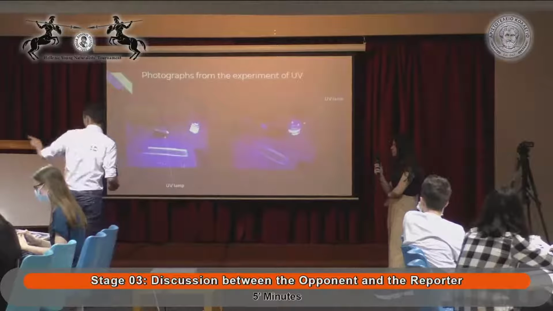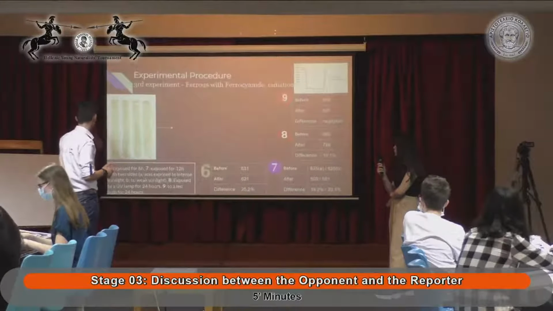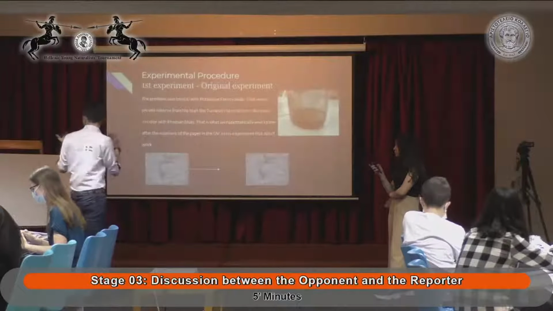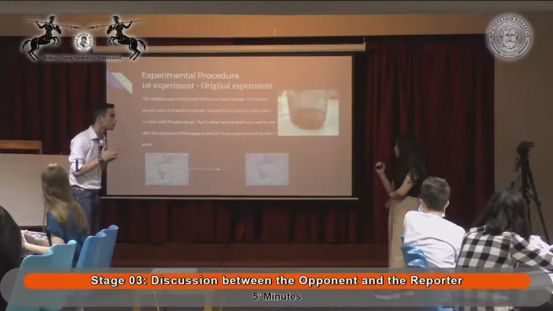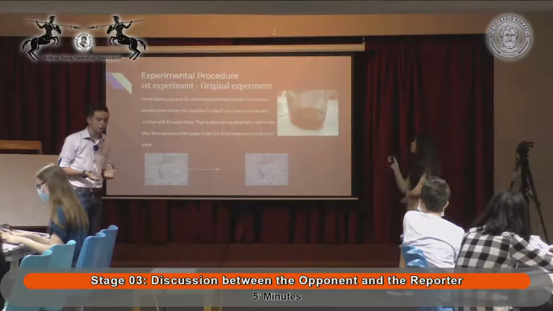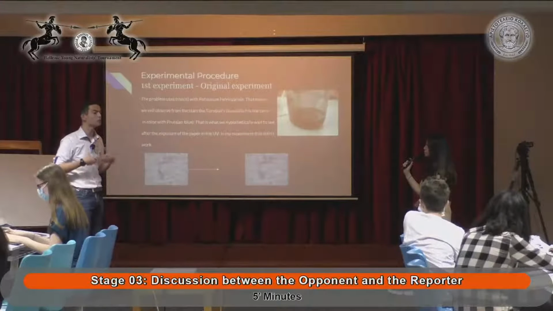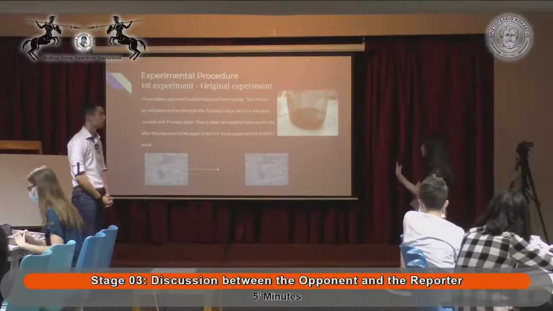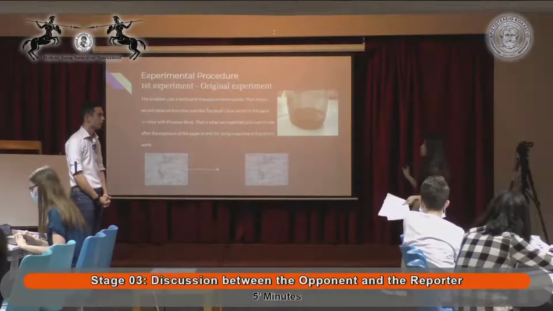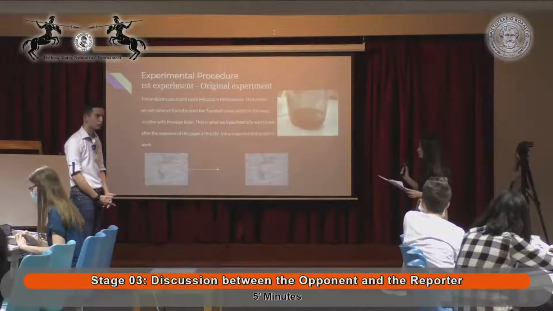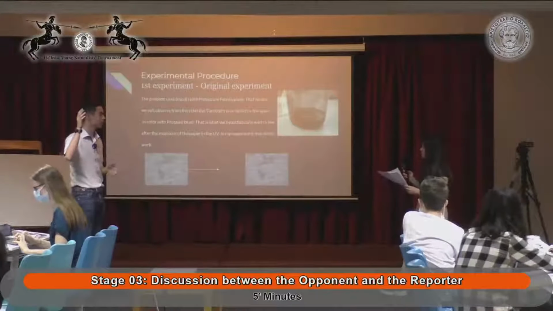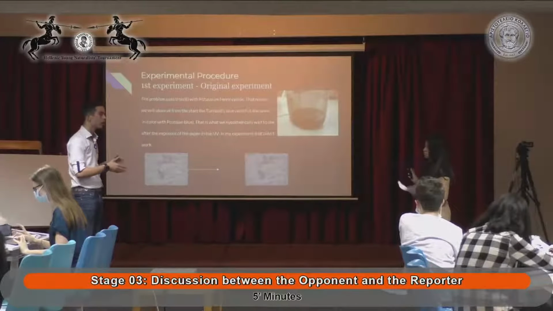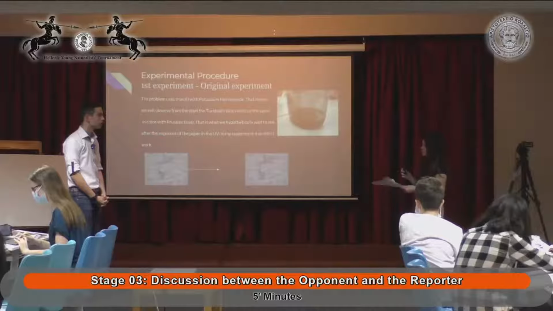As I said before, in the beginning of my experimental procedure, the problem uses iron 2 plus with potassium ferricyanide. That combination means that we will observe blue from the start. I didn't ask what you did. I asked if you can change the color. The color of the cyanotype is, of course, a cyan blue. But it can change by testing different parameters such as the light source, the minutes. So you think there is no other way that it can change?